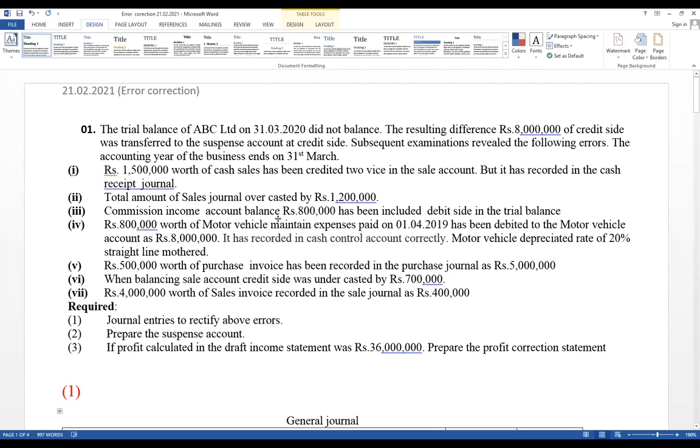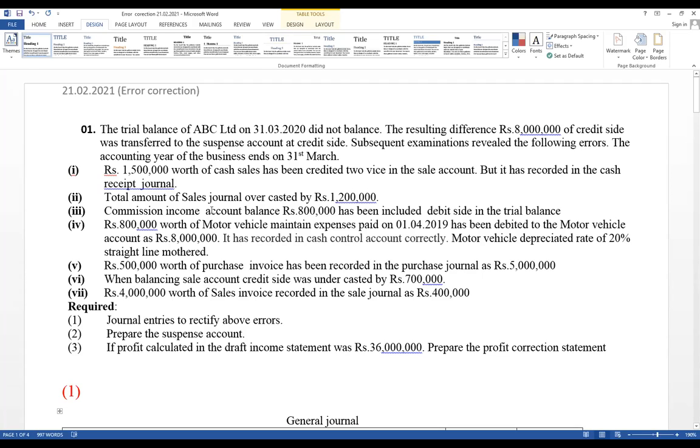Think about errors that occur when preparing the trial balance. Definitely they affect the suspense account. Commission income should be recorded on the credit side, but it has been recorded on the debit side. Therefore, when preparing the trial balance, if errors occur, they definitely affect suspense. As well as that, commission income is an income account, so it also affects profit.